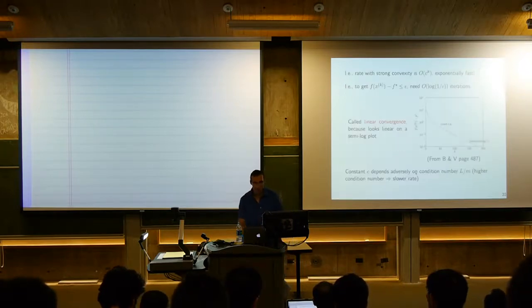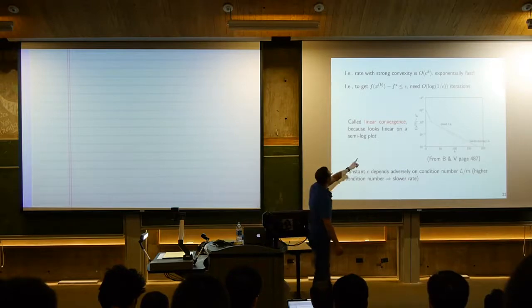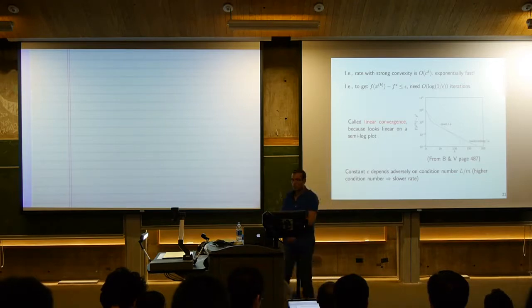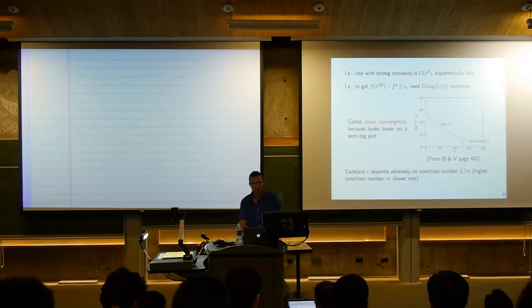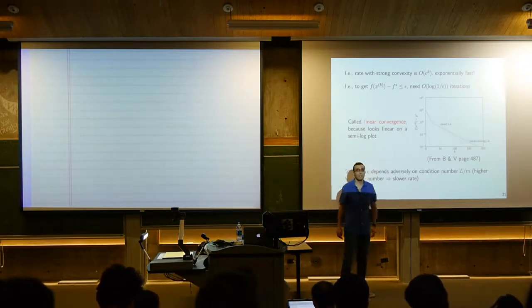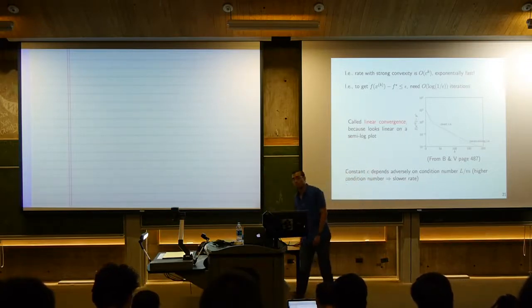So rearranged, we could say that if we wanted to get the suboptimality to be less than or equal to epsilon, if we wanted to take a number of steps k for which we had an epsilon suboptimal solution xk, then we only need log of 1 over epsilon iterations. So compare that to 1 over epsilon iterations, right? That's much fewer iterations.